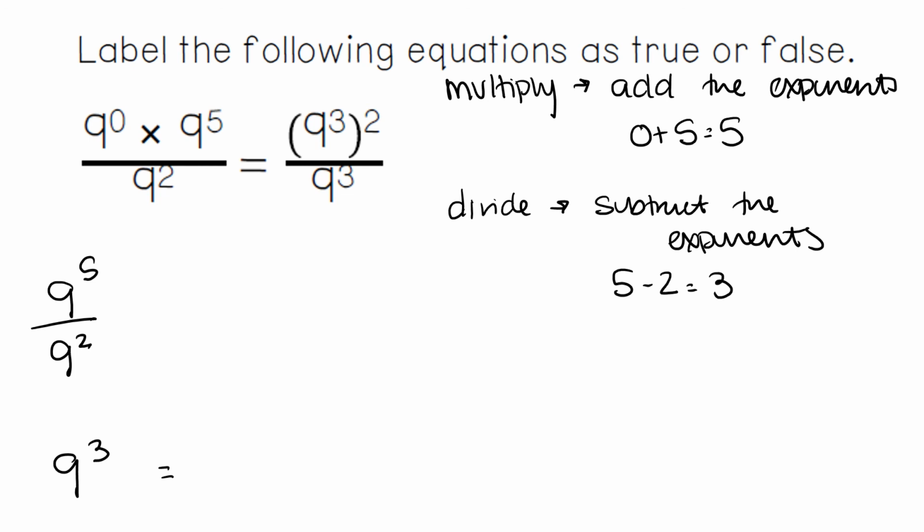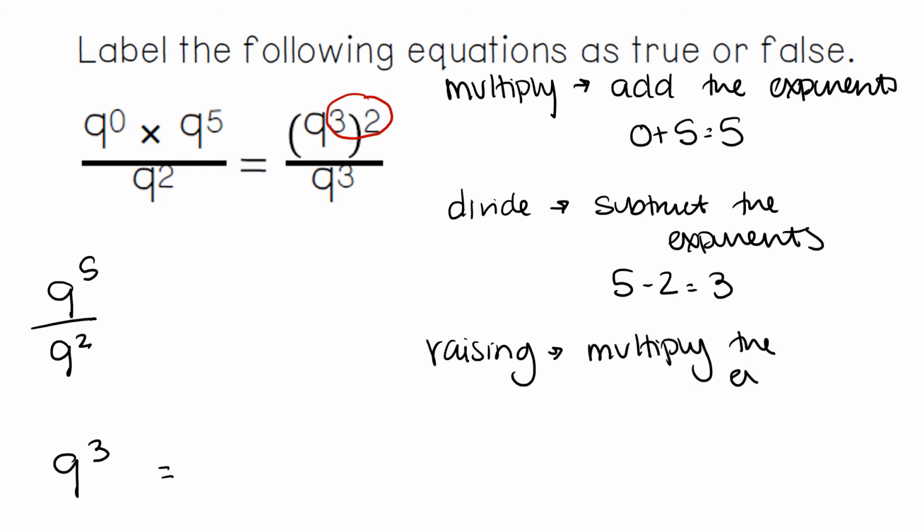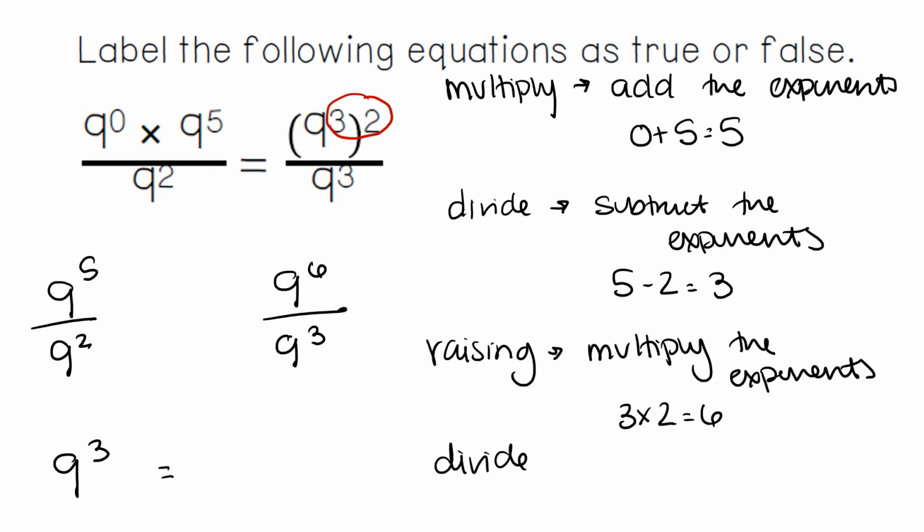Now, moving over to the right-hand side, we start with the top because it's most involved. We notice our exponents are side by side, meaning we are raising to a power. Raising means we're going to multiply the exponents. So we multiply the 3 and the 2 to get 6. Now let's rewrite the problem. 9 to the 6th, and we still have 9 to the third on the bottom because we didn't use that piece yet. Now we can go ahead and solve that division problem.